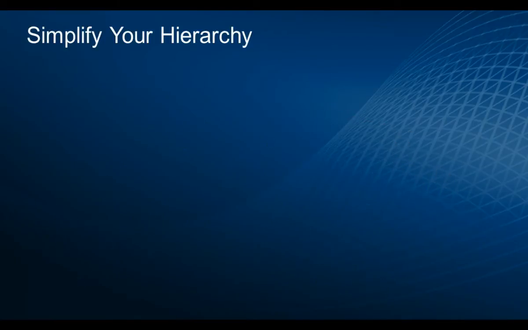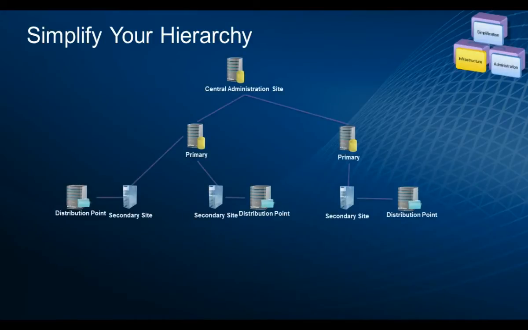When we think about this from a Config Manager 2012 perspective, what we're trying to achieve is a view that's much more like this: one CAS, two primaries, and then a secondary hanging off each of those with its own distribution point. And when you think about the ways this could be achieved, there's a lot that has to happen under the hood to simplify an architecture model from what we just saw to this view.